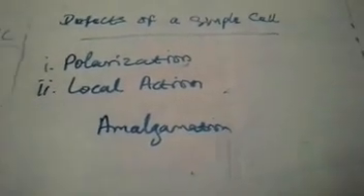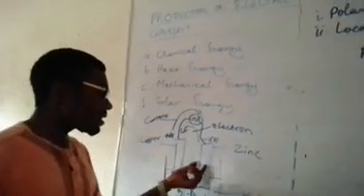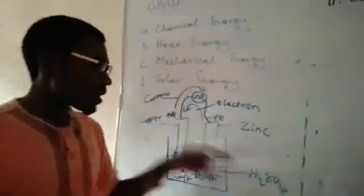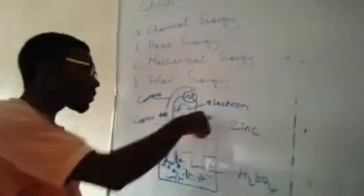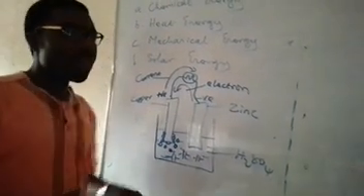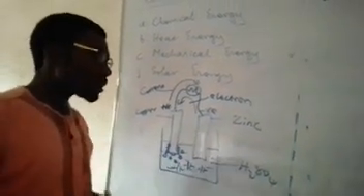Amalgamation. And what is amalgamation? Amalgamation is the process of preventing these impurities in the zinc from having direct contact with the sulfuric acid. How do we do that since the zinc is deep into the acid? How do we prevent the impurities of the zinc from having contact with the sulfuric acid?